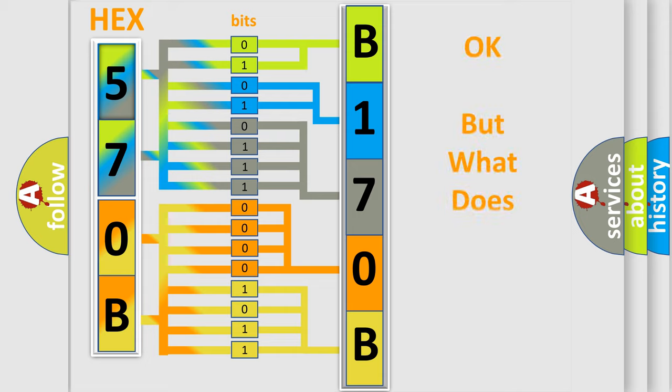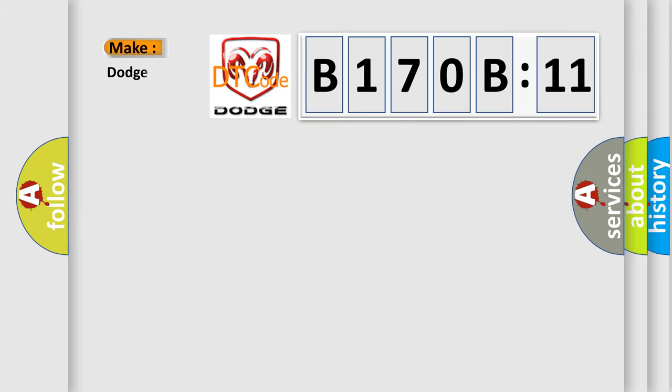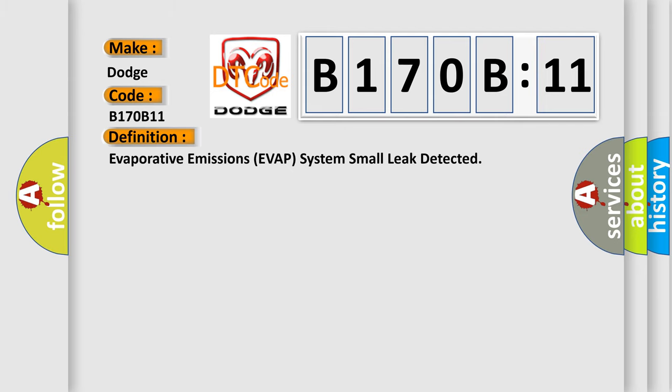The number itself does not make sense to us if we cannot assign information to what it actually expresses. So, what does the diagnostic trouble code B170B11 interpret specifically for Dodge car manufacturers? The basic definition is evaporative emissions EVAP system small leak detected. And now this is a short description of this DTC code.